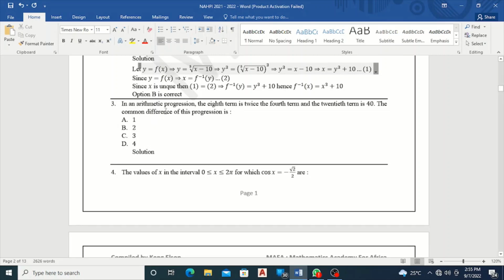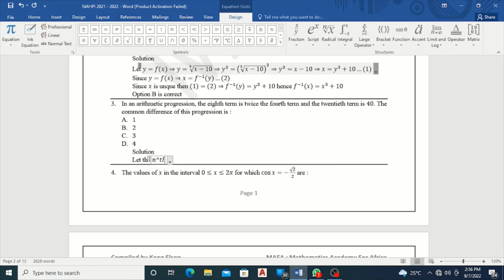Question 3. In an arithmetic progression, the 8th term is twice the 4th term and the 20th term is 40. The common difference of the progression is, so let's just say, remember that in the concours you don't actually show your working, but I always like to show my working when I'm solving.